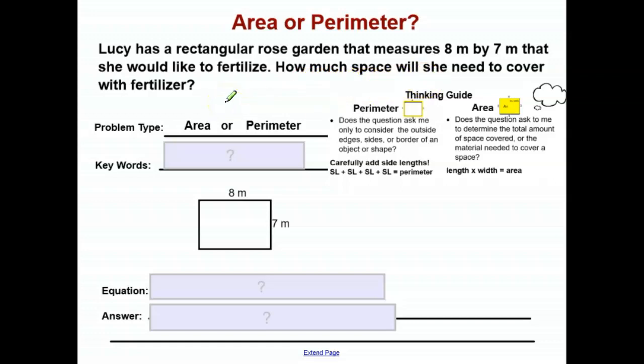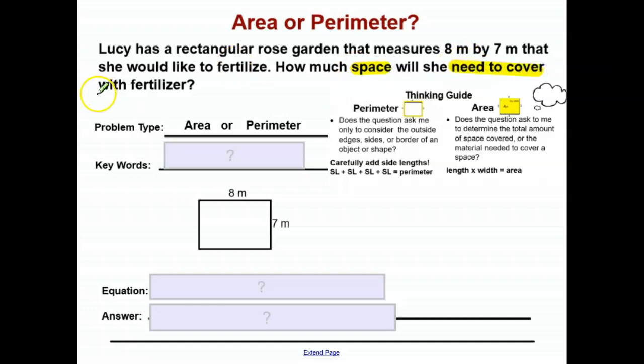Okay, let's read through again and keep our thinking guide in mind. Is it asking me to just think of the edges of her garden or the total space covered by her garden? Lucy has a rectangular rose garden that measures 8 meters by 7 meters that she would like to fertilize. How much space will she need to cover? Oh my goodness.